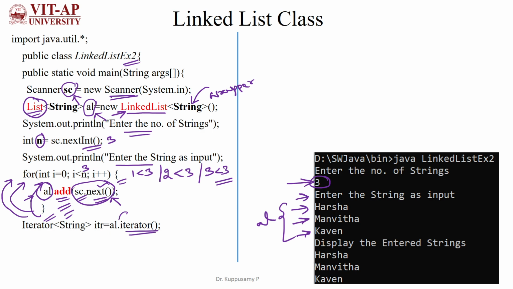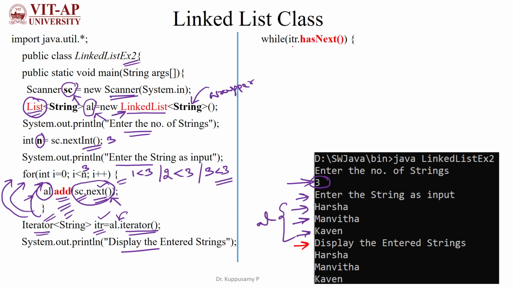The iterator method is applied to the object al, and I am going to assign this to the itr variable, which is implementing the iterator interface. Now here I am going to display the entire string, then I am going to use the while loop. Here itr has the object values which are stored in al, so all three elements are available in itr.